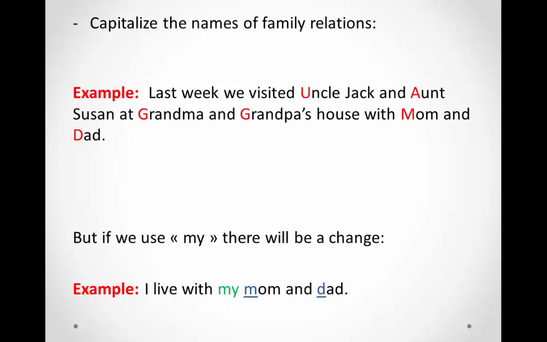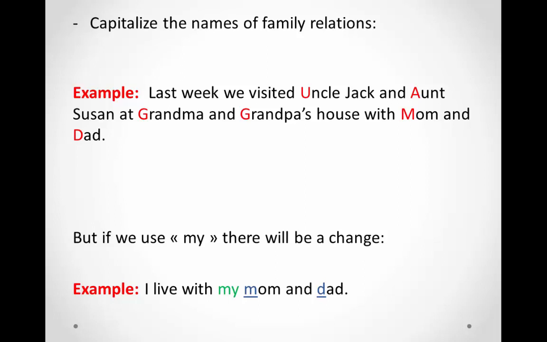We capitalize the names of family relations. For example, last week we visited Uncle Jack and Aunt Susan at Grandma and Grandpa's house with Mom and Dad. We capitalize Uncle, Aunt, Grandma, Grandpa, Mom, Dad.